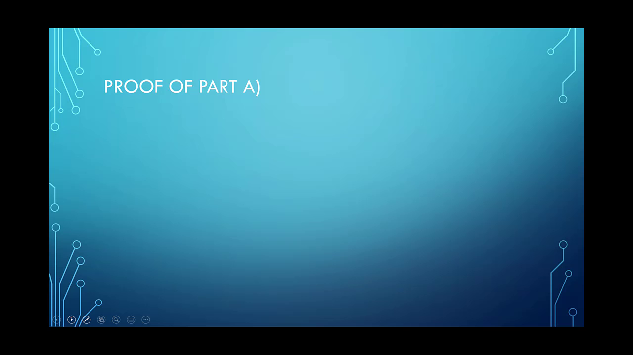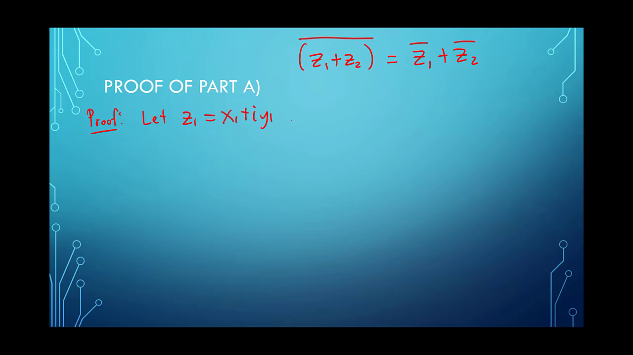Okay, so let's actually prove one of these. We're going to prove part A. Remember, part A said that if you take the conjugate of a sum or difference of two complex numbers, then the conjugate distributes over that sum or difference. So today we're going to actually prove the sum part. The difference part is virtually the same. So proof. Let's let z1 equal x1 plus i y1, z2 equal x2 plus i y2. All right, so let's go ahead and prove this equality. This is our goal.